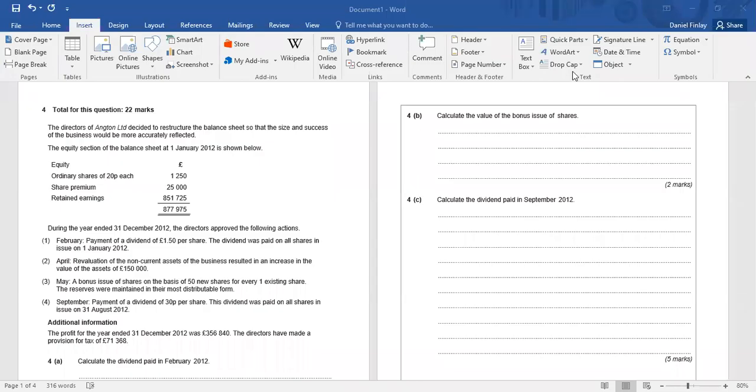Okay, this is January 2013, Unit 2 paper, question 4. This is on the bonus issues and statement of changes in equity. So have read the question.